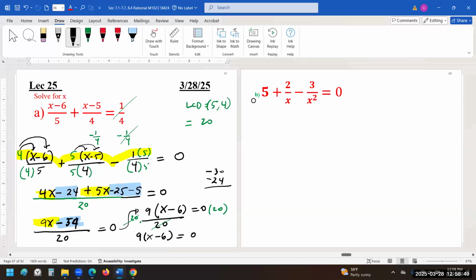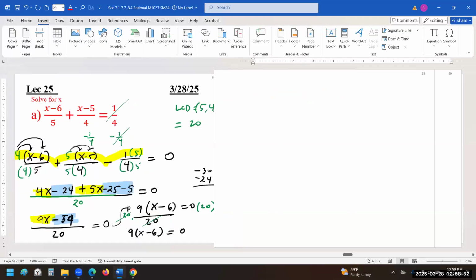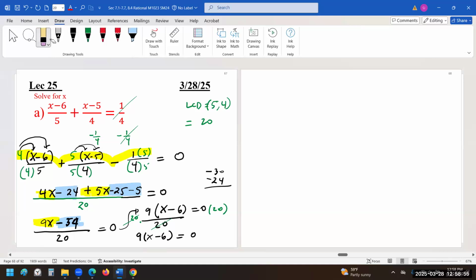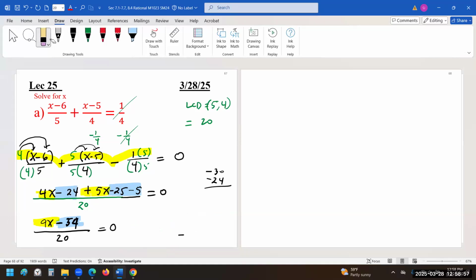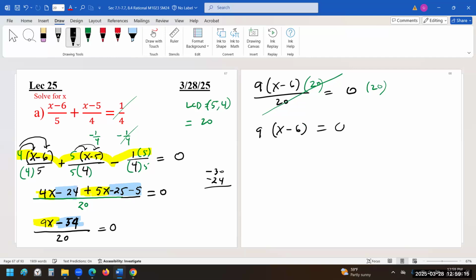Actually, let me do it here, so we have enough space. Take out 9, we get x minus 6 over 20. We don't want the 20, so we multiply both sides, they cancel out. We get 9 times x minus 6 equals 0. Then what do we do?